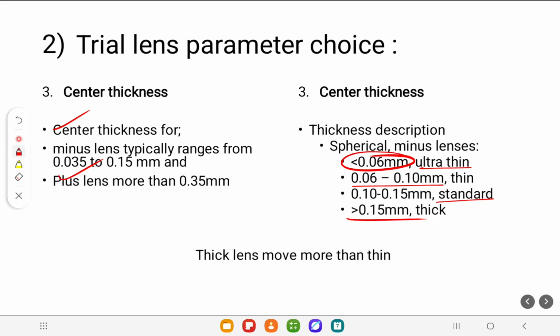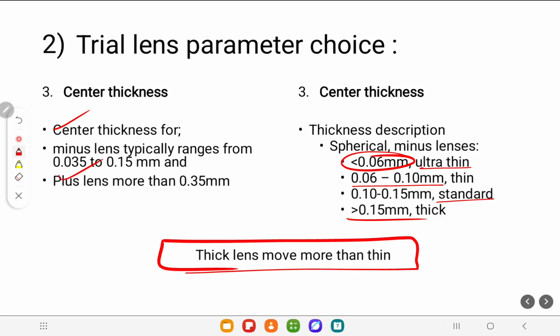As a very common rule, the thicker the lens, the more the movement of the lens. A thick lens moves more than a thin lens. Basically, a thick lens has greater interaction with the upper lid. That's a very common rule you must understand. The larger the thickness of the contact lens, the greater the interaction with the upper lid, and the greater the interaction with the upper lid, the greater the movement of the contact lens.